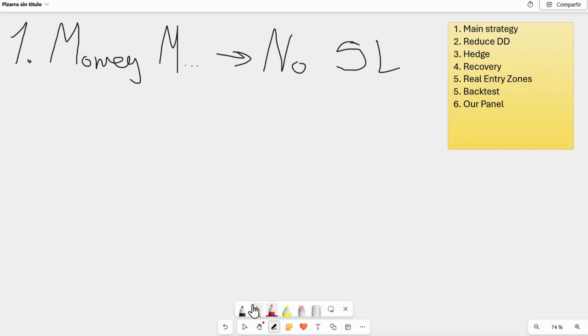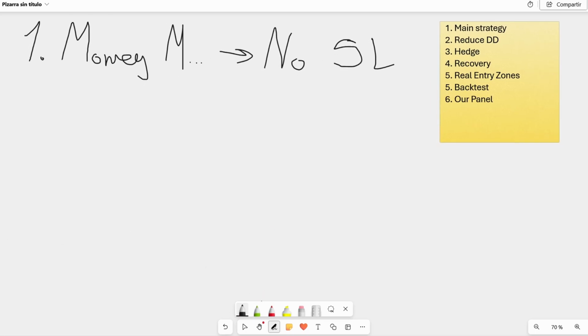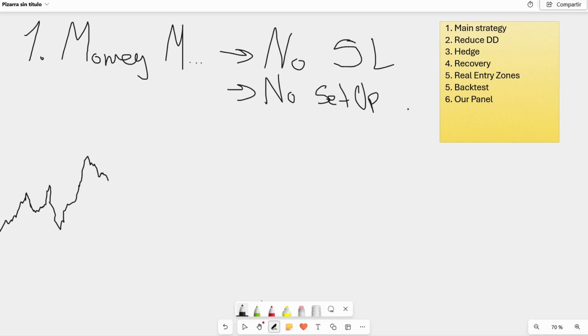So let's start with part number one. Let's suppose you are just seeing a chart. So this is price. You know how price moves, right? It's like up, down, up, down. And let's suppose price is over here and you look for any setup, whatever you want. Remember, we don't have a specific setup, so I can also check this part. No setup. So what does this mean?